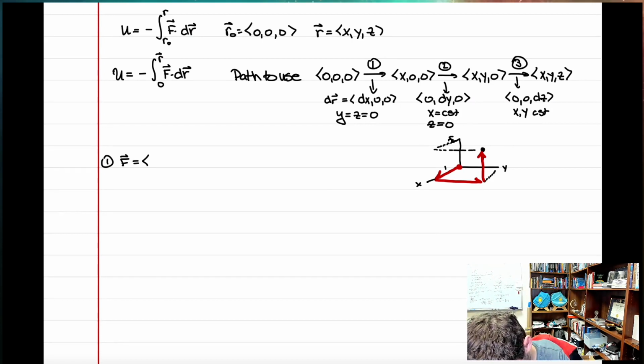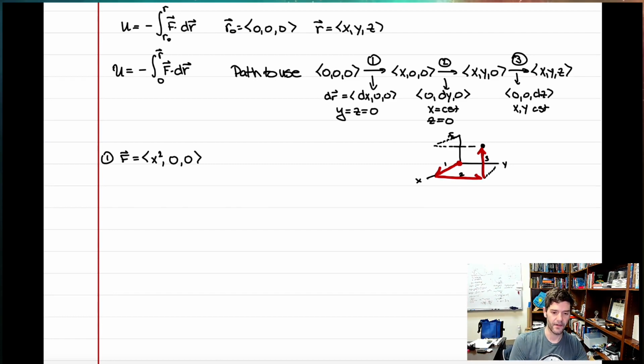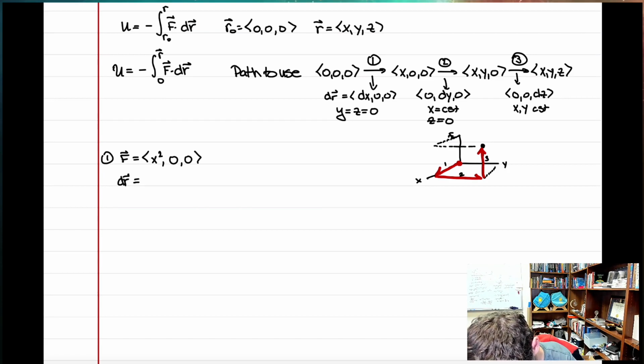So during path 1, since x is allowed to change, we'll keep x around. So this is still just x squared, but y is 0 and z is 0. So then along that particular path, that's the force vector. dr in this case is then dx, 0, 0.